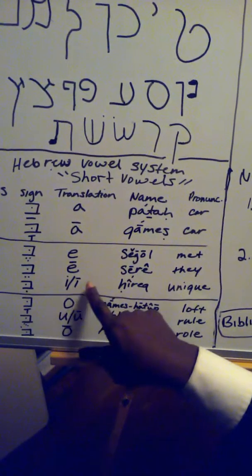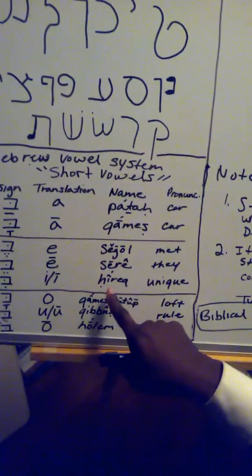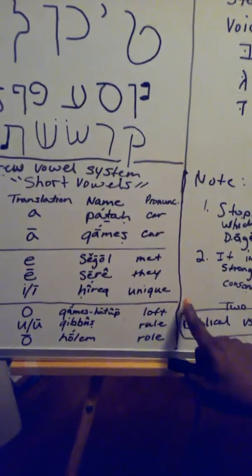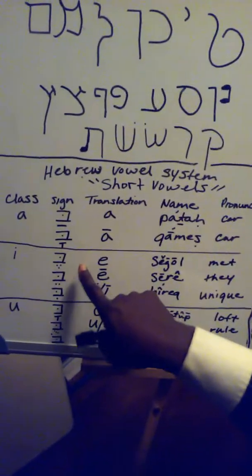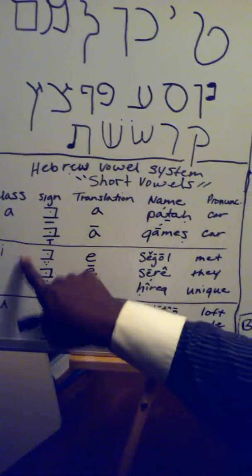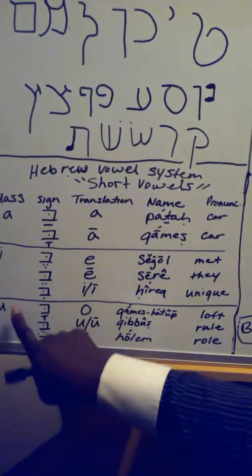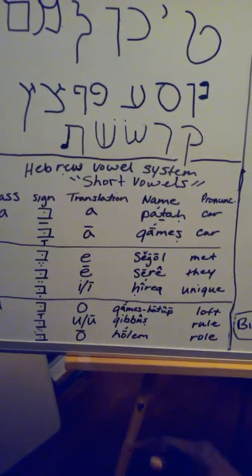And then also I have an I, right? Which is a hireq, as in unique. So that would be be. So I have be, and be. That's the I-class vowels. Then I have the U-class vowels, right?